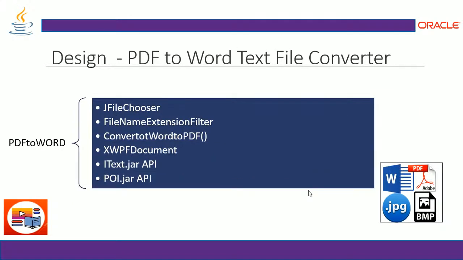Next, we are going to see the PDF to Word text file converter. Word itself has a print method, and MS Word already has a PDF writing and conversion feature, but you can still do it in Java, and the other direction, getting from PDF to Word file, is mostly difficult. So that's what we are going to do here. We are going to have a JFileChooser using JFrame or the Swing API, a file name extension filter, and the Word to PDF converter, which we are going to implement with the help of XWPFDocument, the iText jar file and the POI API.